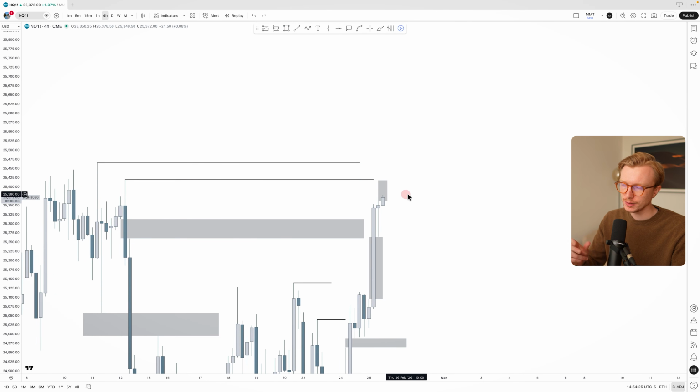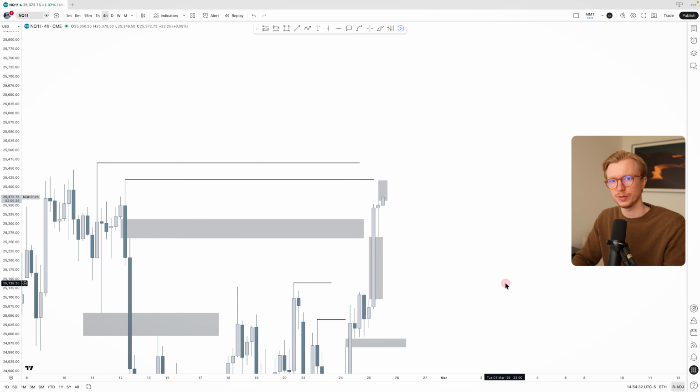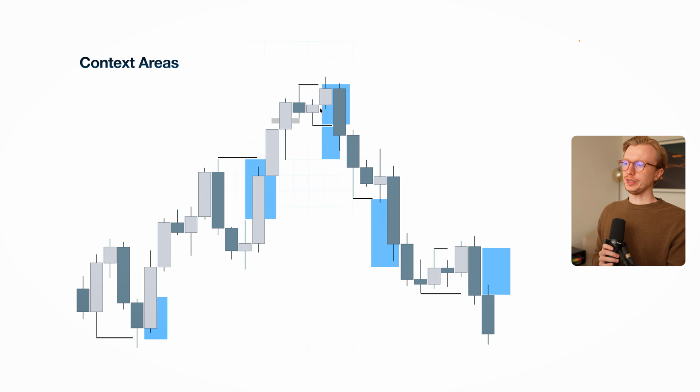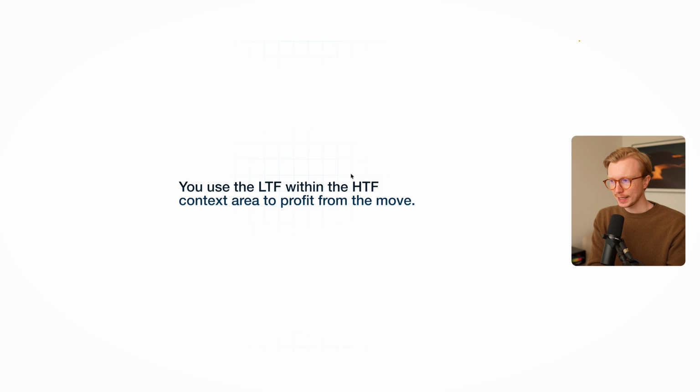This right here is a tiny context area where on the lower time frame, you can look for an entry. Again, if it wasn't for the time, if it wasn't so late during the day. Now, of course, you might say, well, these are such tiny moves, right? What is the point of these tiny moves? No one can capitalize on these tiny moves right here. Again, you use the lower time frame within the higher time frame context area to profit from the move.